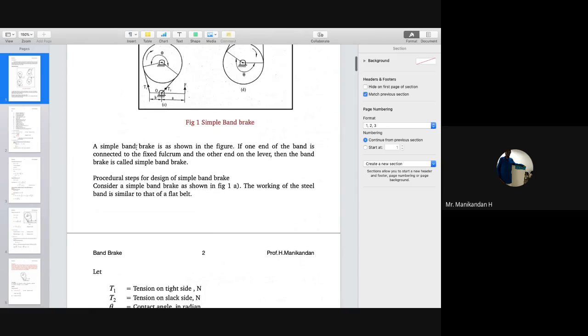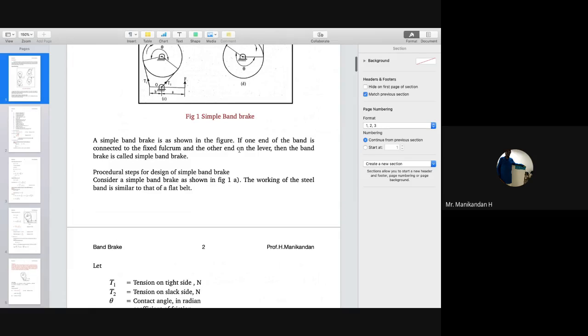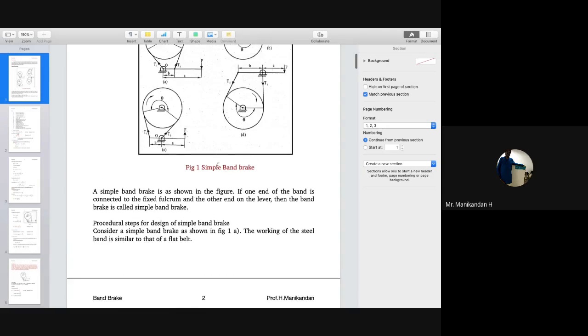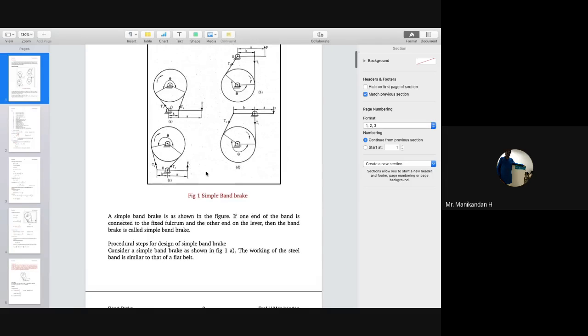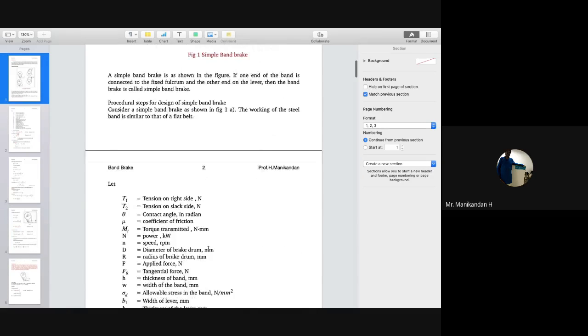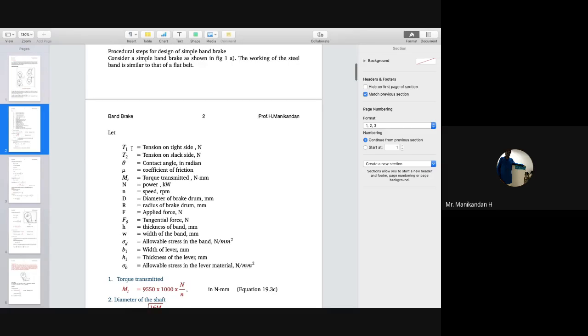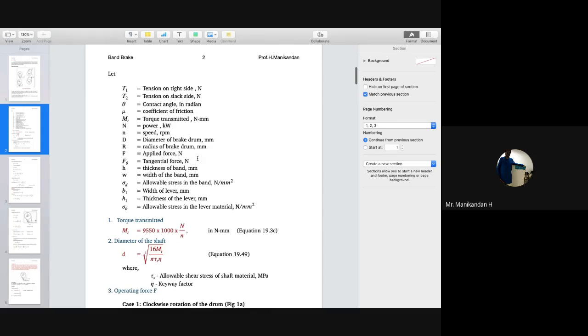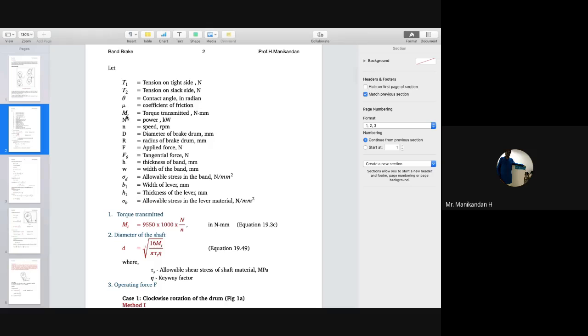Yes, so a simple band brake is shown in the figure. If one end of the band is connected to the fixed fulcrum and the other end to the lever, then the brake is called a simple band brake. Now we see the notations. T1 is the tension on the tight side, T2 is the tension on the slack side, theta is the contact angle in radians, mu is the coefficient of friction, and the torque transmitted, as usual, we have Mt.